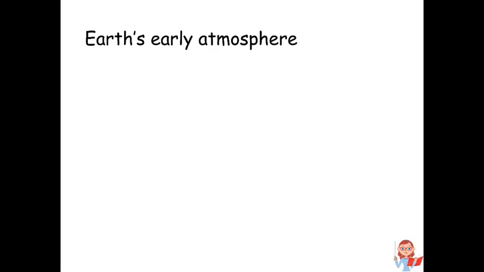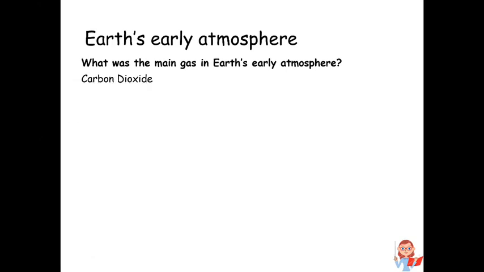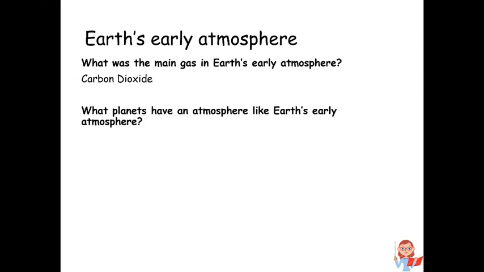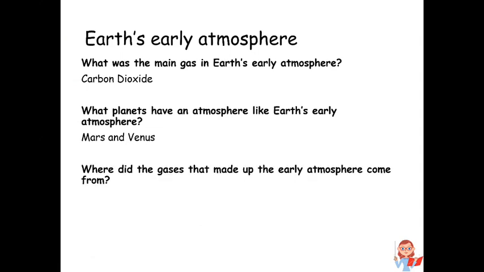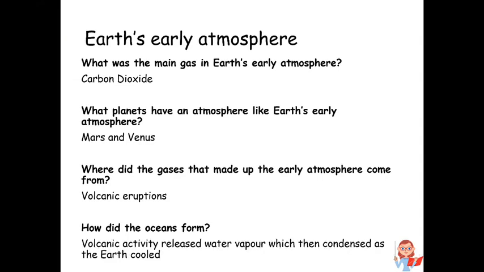So what was Earth's early atmosphere like? What was the main gas in Earth's early atmosphere? That was carbon dioxide. What planets have an atmosphere like Earth's early atmosphere? Mars and Venus. Where did the gases that made up the early atmosphere come from? Volcanic eruptions. And how did the oceans form? Volcanic activity released water vapor, which then condensed as the Earth cooled.